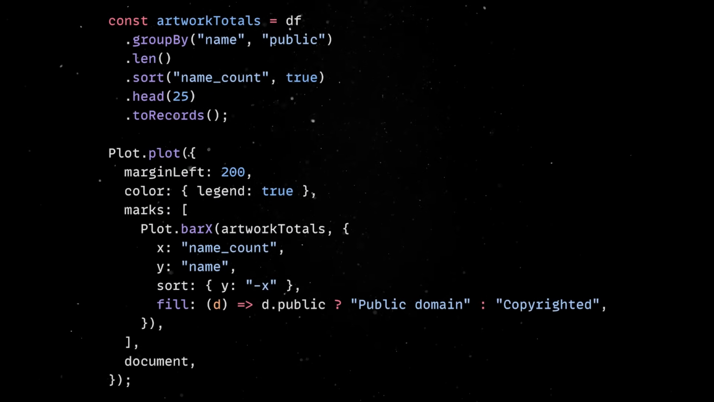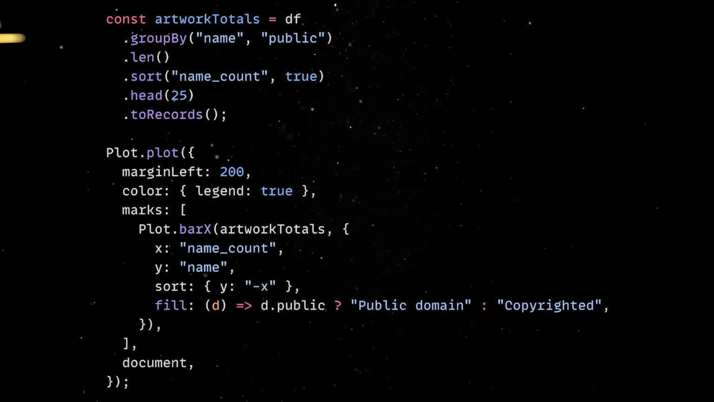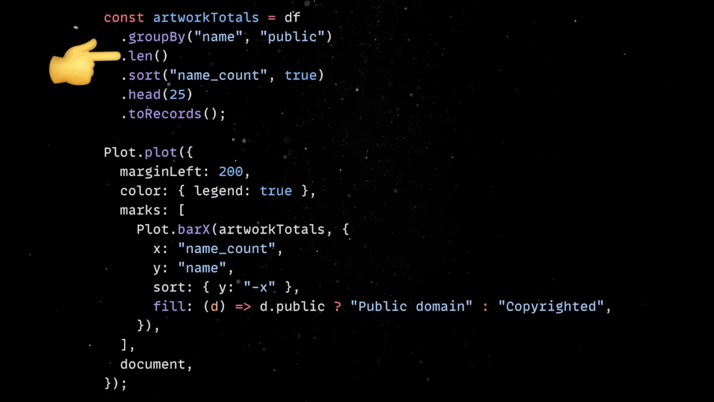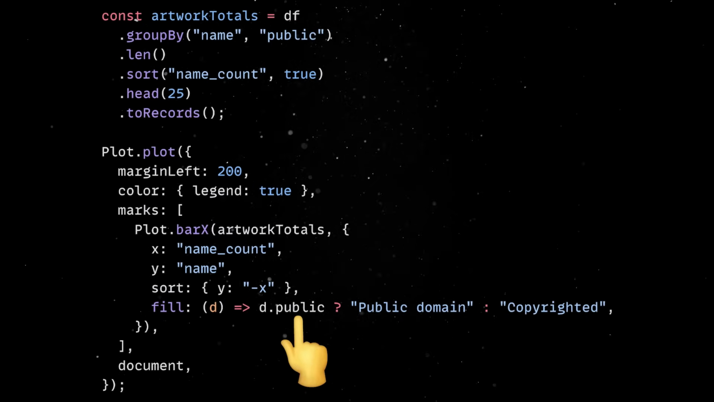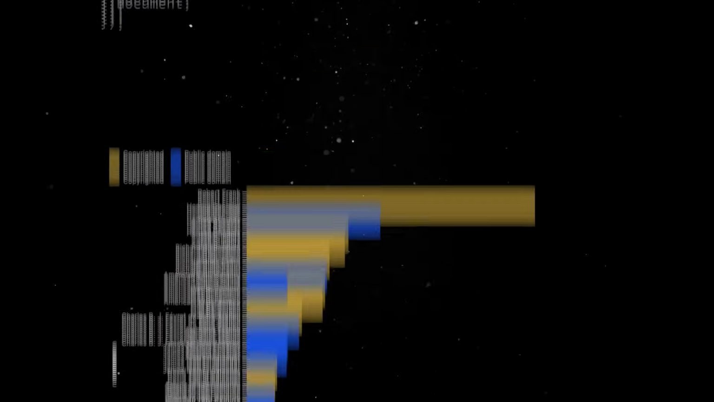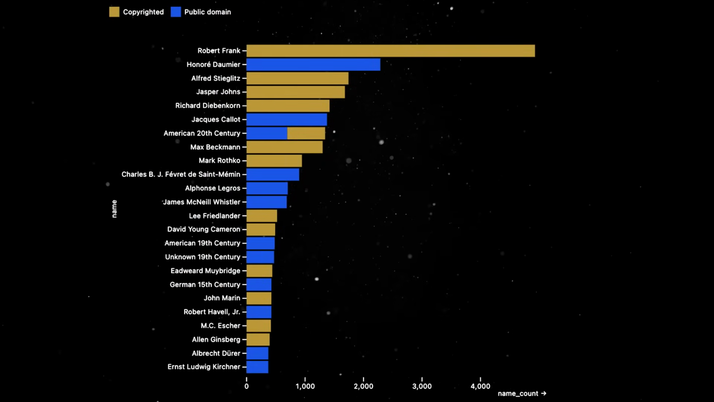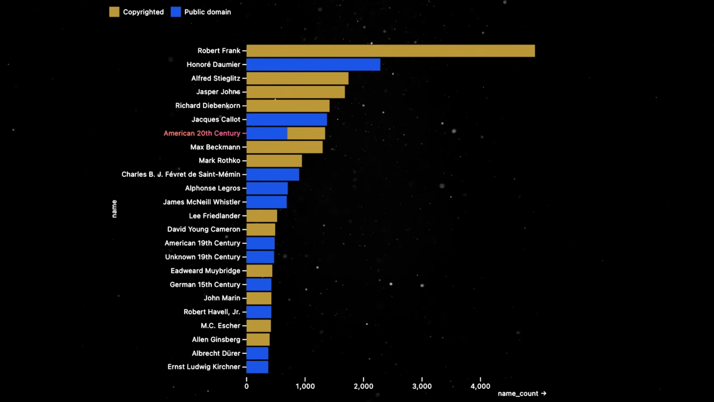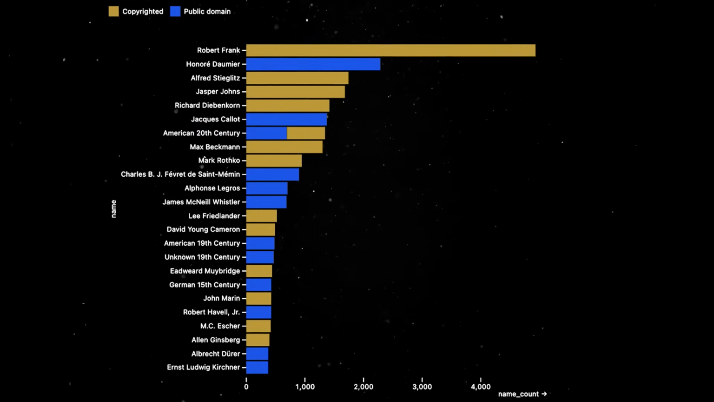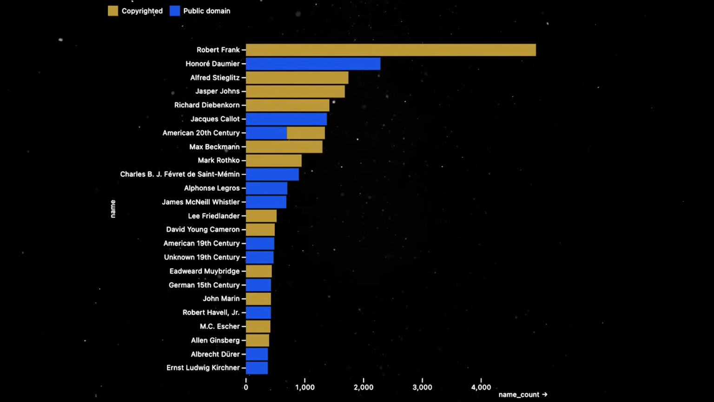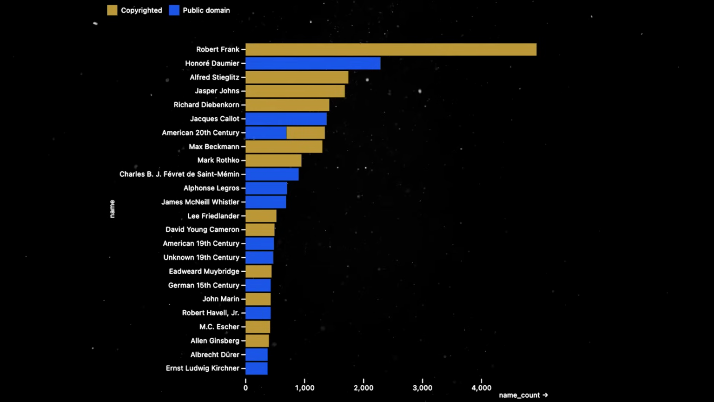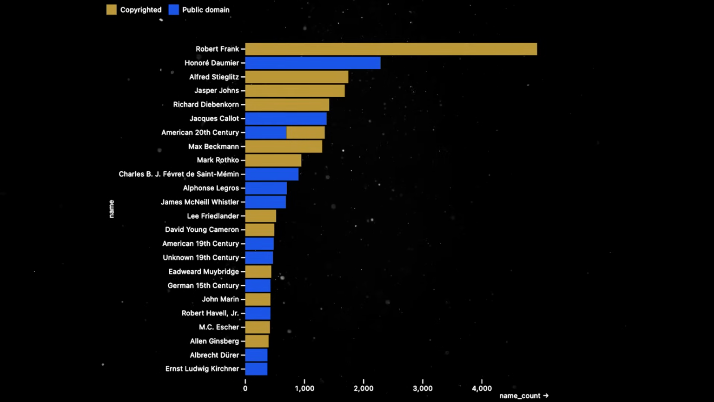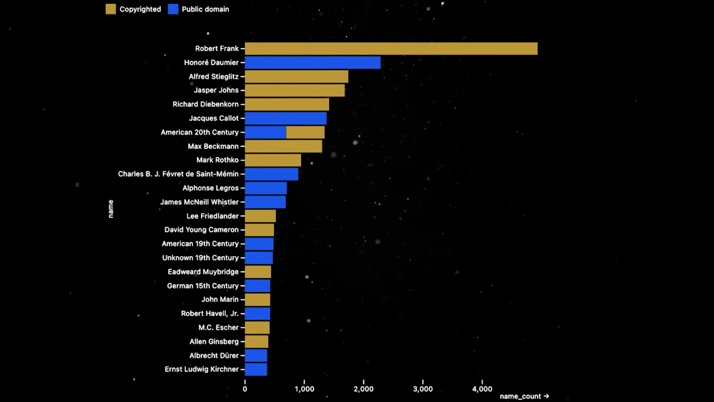We can also zoom in on the most prolific artists in the collection. With just a couple of chained Polars expressions, we group by artist name and count the number of artworks, split by public versus copyrighted. Then, we can easily visualize the top 10 artists with another plot bar chart. Some entries, like American 20th Century, represent groups rather than individuals. Additionally, an artist's work is typically either entirely public domain or not at all. This is likely because public domain status is determined at the collection level, with institutions clearing entire groups of works at once rather than evaluating individual pieces separately.